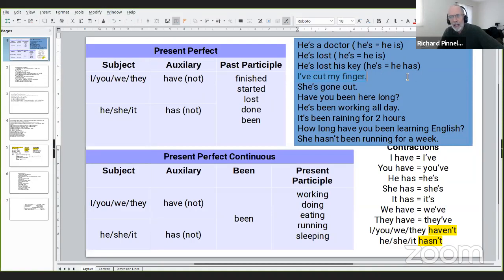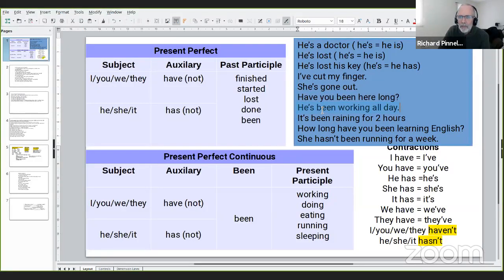I've cut my finger. She's gone out. Have you been here long? All of these ones here are examples of the present perfect. And down here we have examples of the present perfect continuous. Oh no, sorry, it's not. It's this one here that is an example of the present perfect continuous. This one is present perfect simple. Have you been here long?